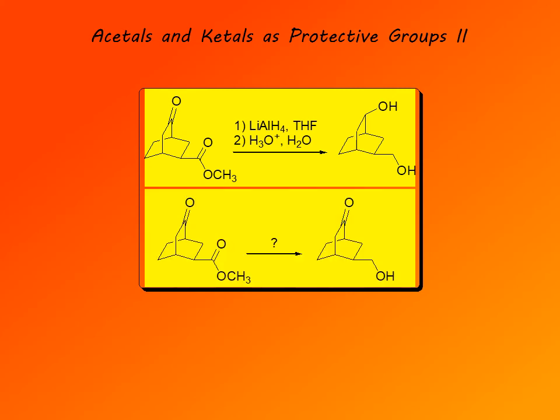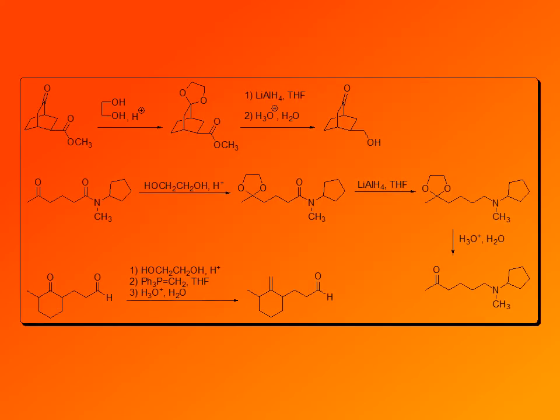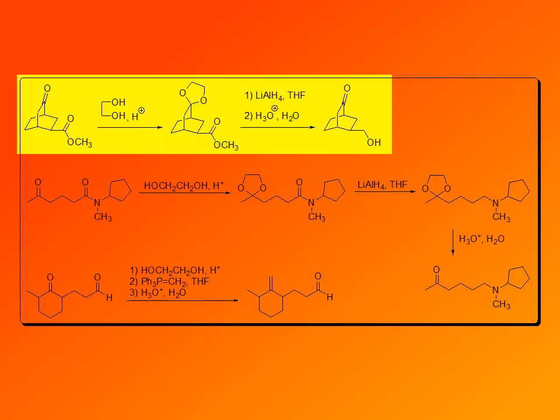But what if we wanted to do the opposite? If we wanted to leave the keto group intact and reduce only the ester group? Now we would like to reduce the less reactive group and leave the more reactive group intact. A way to accomplish such reduction is to first protect the more reactive keto group.